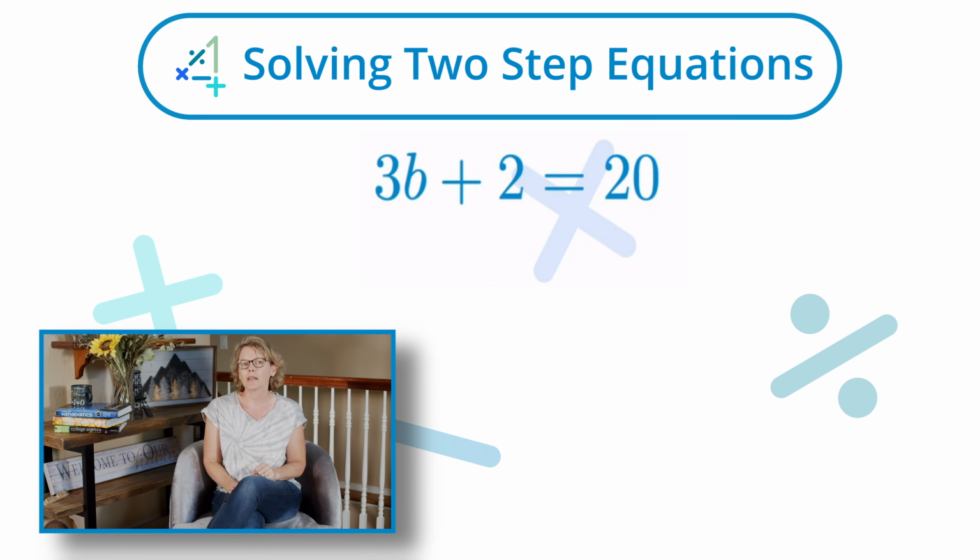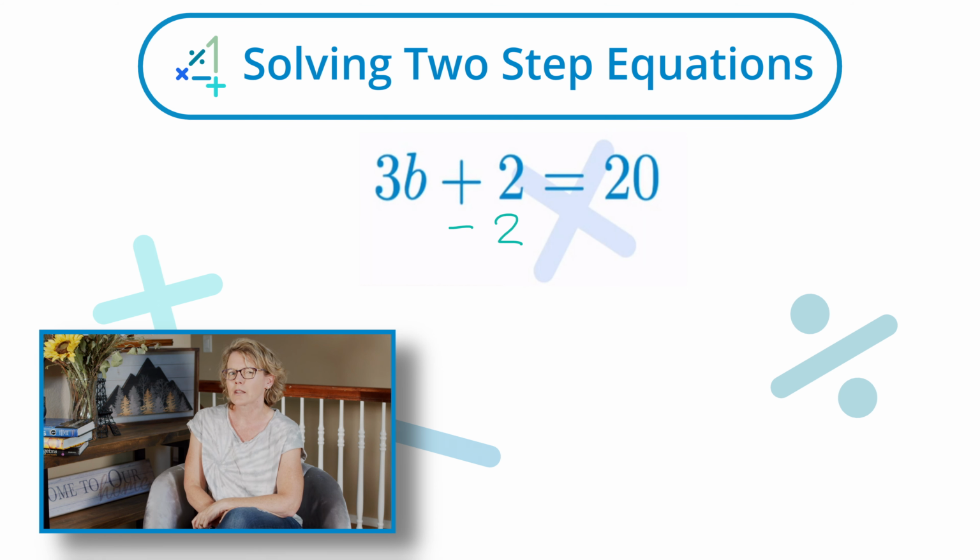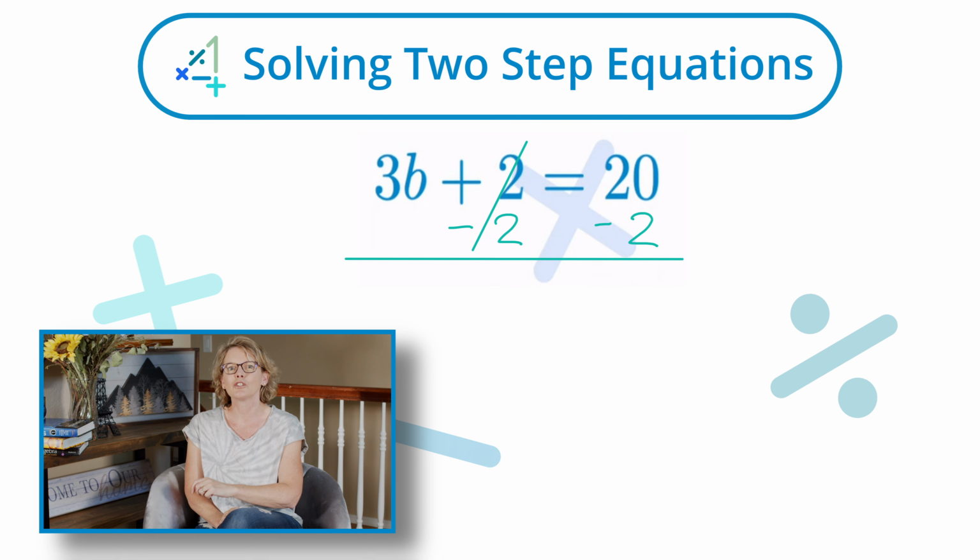So let's try taking care of that 2 first and see if we don't make any of those pesky fractions. The 2 is getting added to the b. So I will subtract 2 from both sides like this. Write it going down to make it pretty. Line across, slash the 2 minus 2 because it equals 0. Then 20 minus 2 equals 18. We're back to a one-step equation with no fractions.